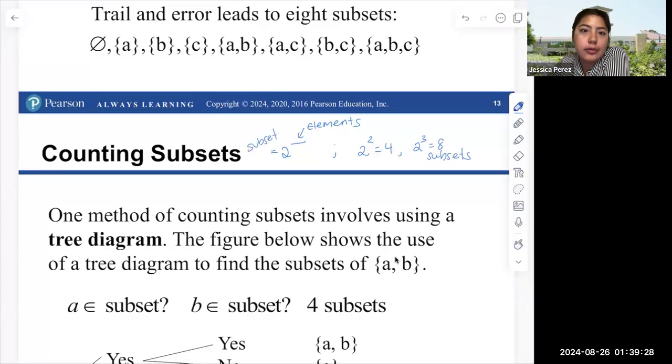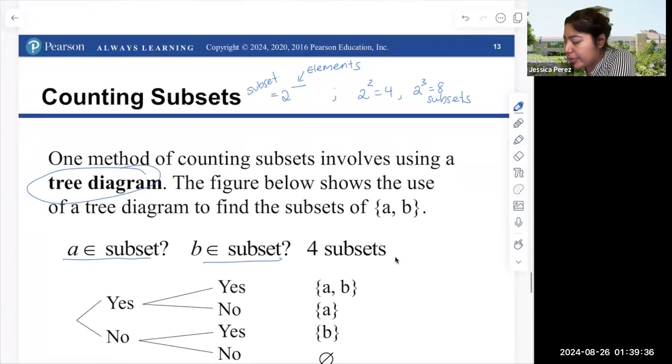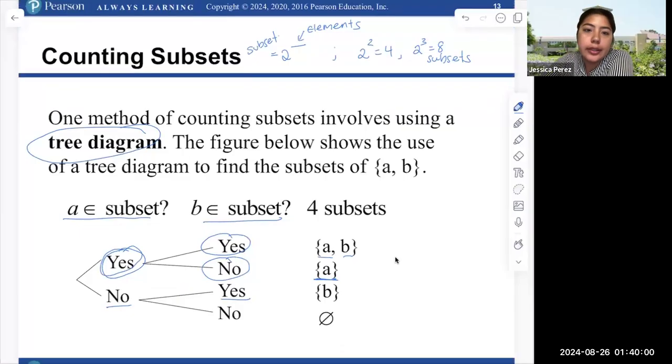There is another way to count subsets, and that's using a tree diagram. Let's say you have A and B. What happens if A is a subset? Is it a subset? Yes. Is it a subset? No. Then you have B. Is it a subset? Yes or no? So either yes, yes, that means both A and B are in your subset. If you're yes and no, that means you're only A. If you are no and yes, that means you're only B. And if you're no and no, you are the empty set. So just breaking it apart.